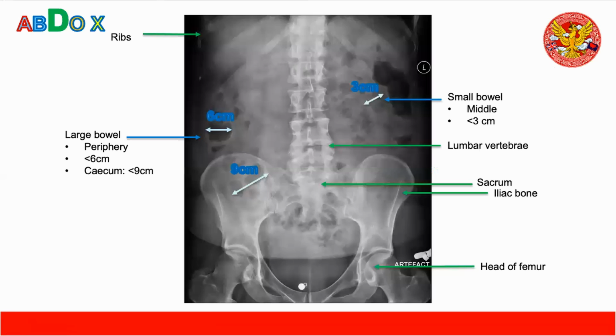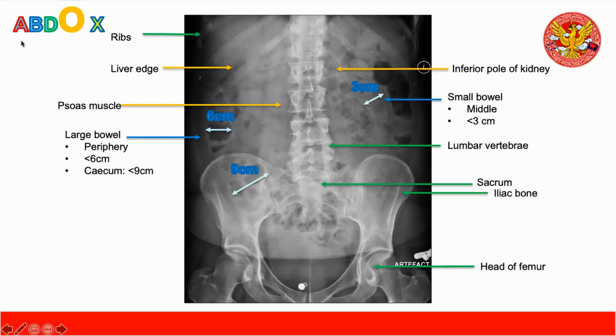Once you've looked at the bowel, you can look at the dense structures. That would be your bones and calcifications if there are any. On an abdominal x-ray, the bones you can see are the ribs, the lumbar vertebrae, the sacrum and the iliac bones, and the head of the femur. It's quite useful to do a quick scan of those to check for any fractures or anything like that.